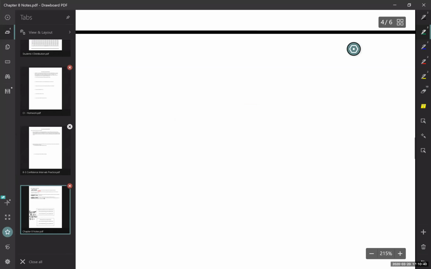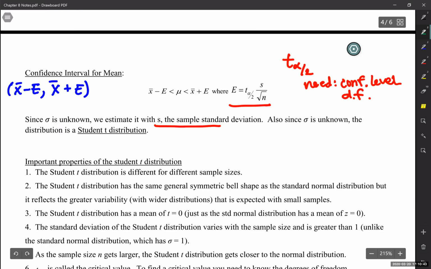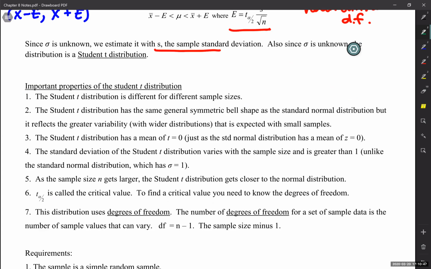Okay, so coming back here, we have some properties, and I don't want to get too far into detail on this. We're going to talk more about it in chapter 9, but I do want to talk about the basics. So that's starting down here at number 5. As the sample size n gets larger, the student t distribution gets closer to the normal distribution, and the normal distribution, just like chapter 6 and chapter 7, is using z. So t gets closer to z as n gets larger. We'll look at that on the table shortly.